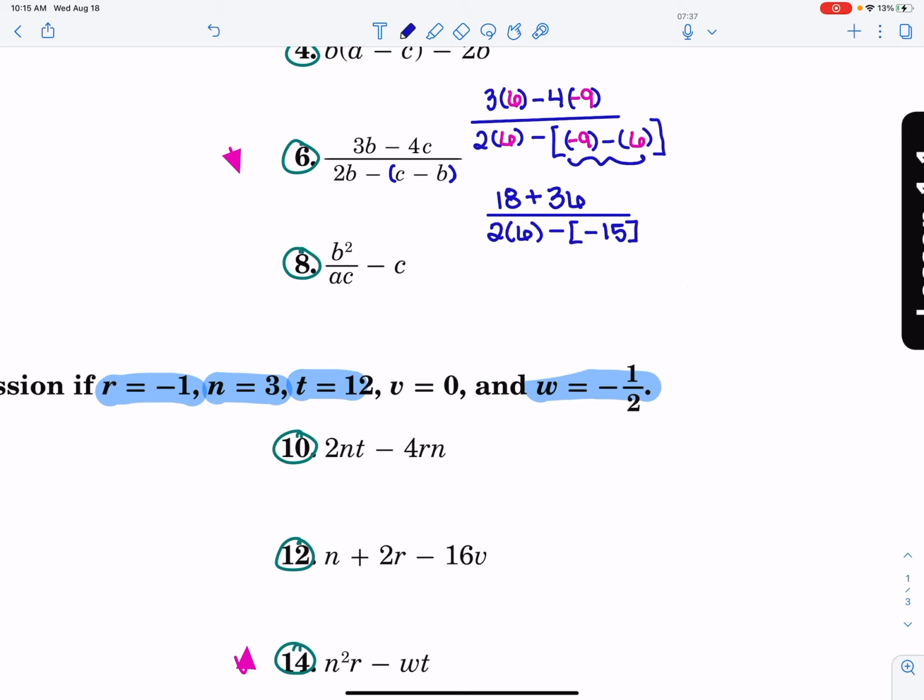All right, now for that numerator, 18 plus 36. That's going to give me 54. And in the denominator, I have 12 minus negative 15, which is a positive 15, so I'm going to have 54 over 27, which my final solution or simplified version is 2. And I'm actually going to take that equal out of there because it's not equals 2, it's just 2.